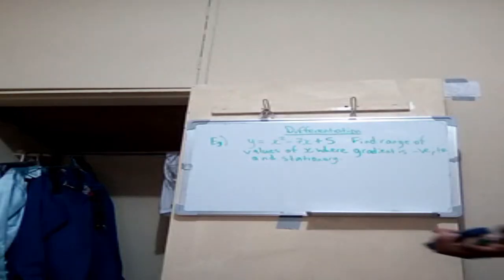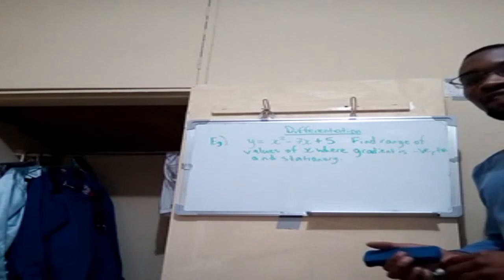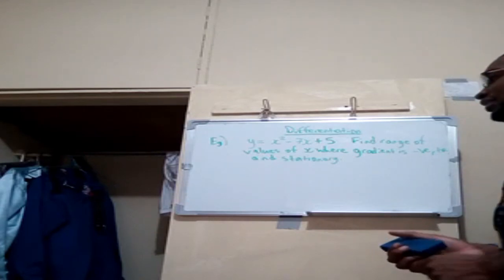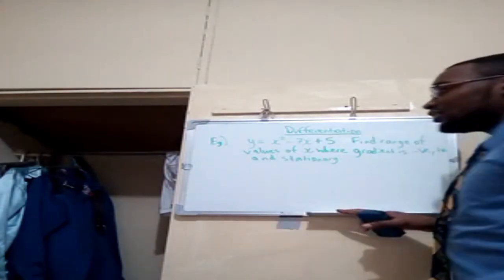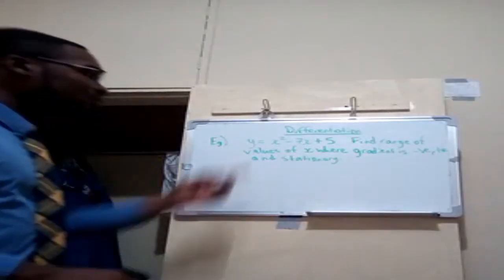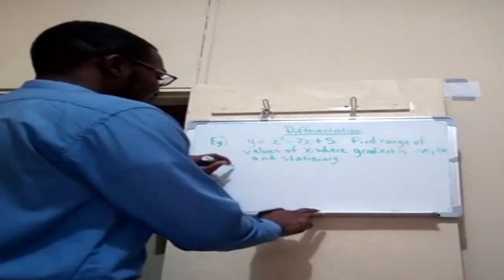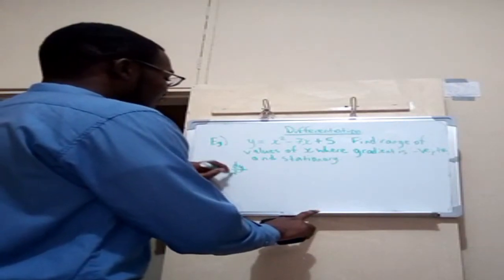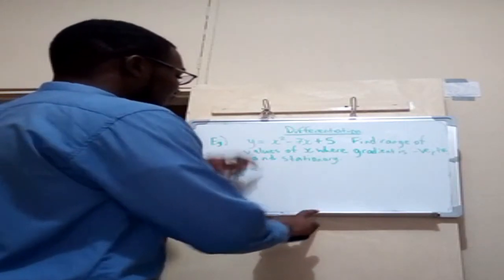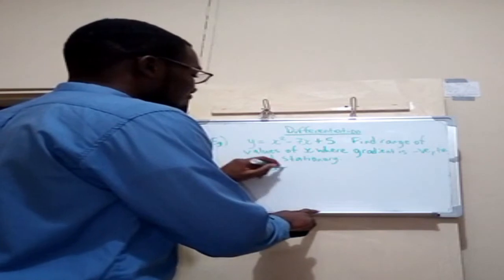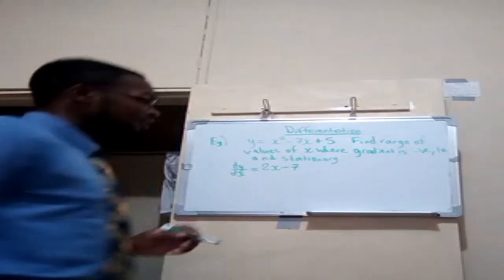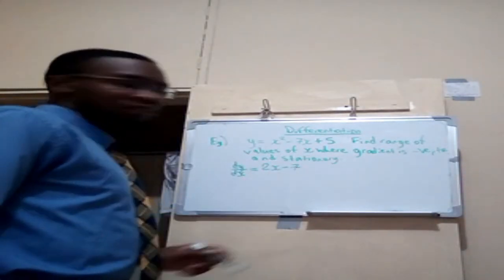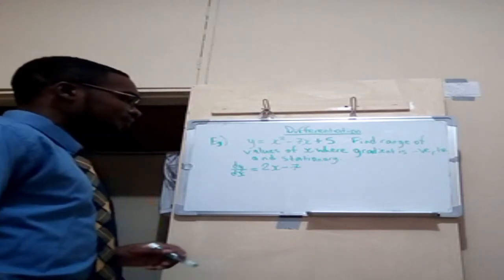So we want to find the range of values of x for which the gradient is negative, positive, and stationary. The first thing we have to do is find dy by dx. If y is equal to x squared minus 7x plus 5, then dy by dx is equal to 2x minus 7, right?